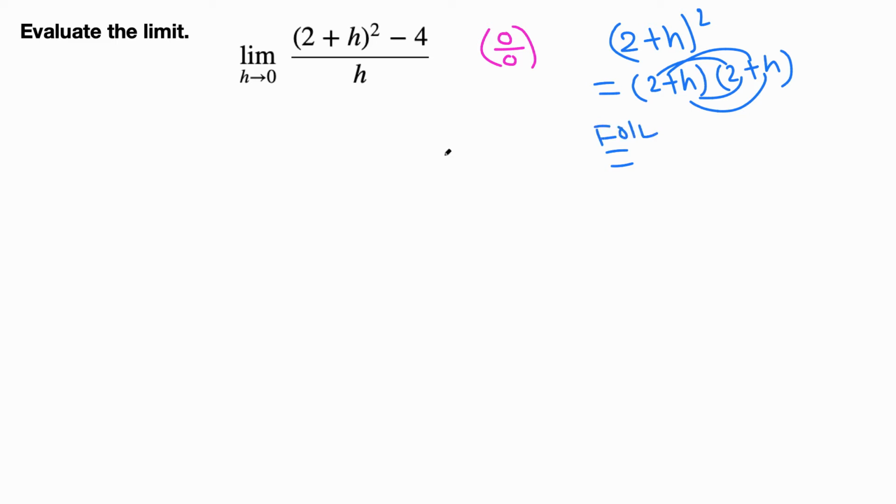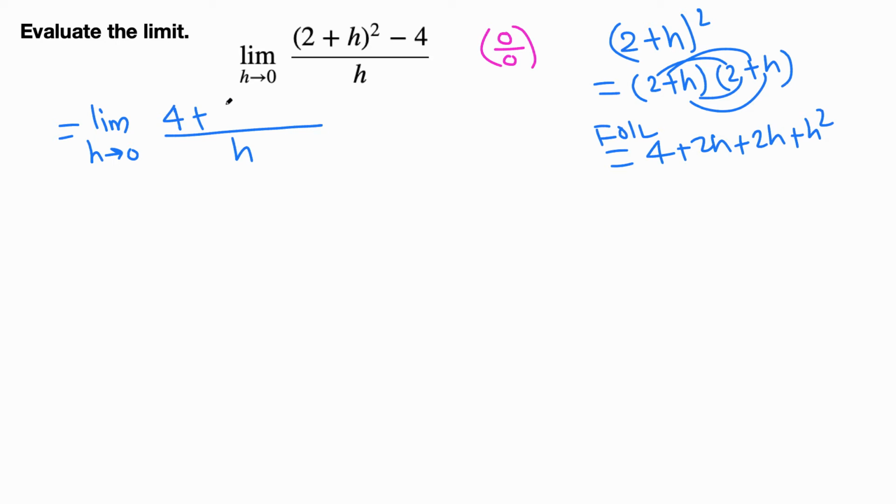Okay, let's do that. So limit as h goes to 0, no issue on the bottom. On the top, when we multiply, 2 times 2 is 4, 2h, h times 2 is 2h, h squared, so that's 4 plus 2h plus 2h, 4h, plus h squared, minus 4, that's on the top. As you can see, 4 and 4 cancel. Then 4h plus h squared.